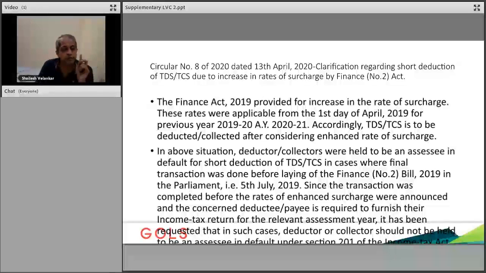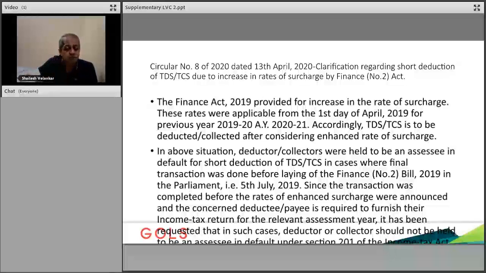Accordingly, TDS is to be deducted after considering the enhanced rate of surcharge. This is especially true in the case of salaries: if any TDS is to be made, you have to consider what the surcharge is, and accordingly the TDS is to be made. In the above situation, the deductors were held to be an assessee in default for short deduction of TDS in cases where the final transaction was done before laying of the Finance Bill 2019 in the Parliament. That is 5th July 2019. Read the dates very carefully.